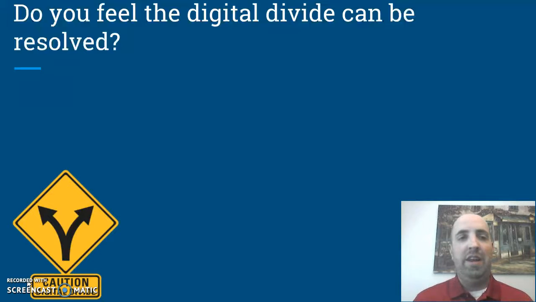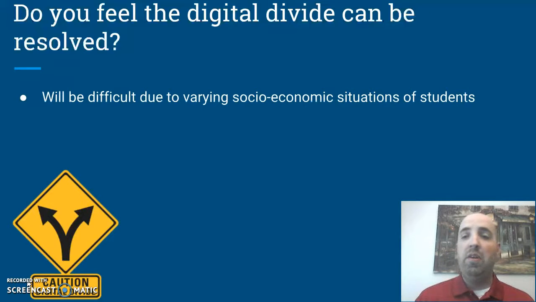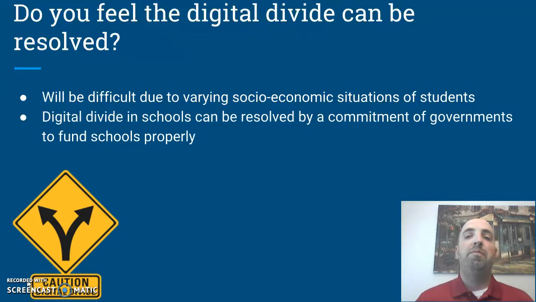This is kind of a heavy-handed question, so I put, I feel like it can be resolved, but it's not going to be an easy issue. And the biggest problem with that is the varying socioeconomic status of our students. When you have affluent students and you have very poor students, this can be a difficult issue. That divide's going to be there. You're going to have students who don't have the same access, don't have the devices, don't have the broadband internet, whatever the case may be, as other students.